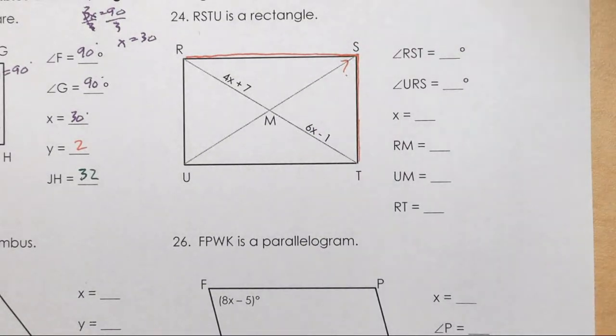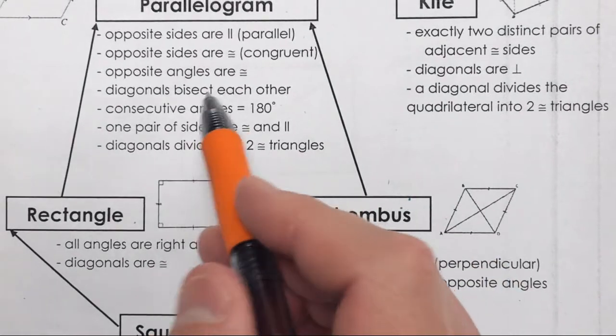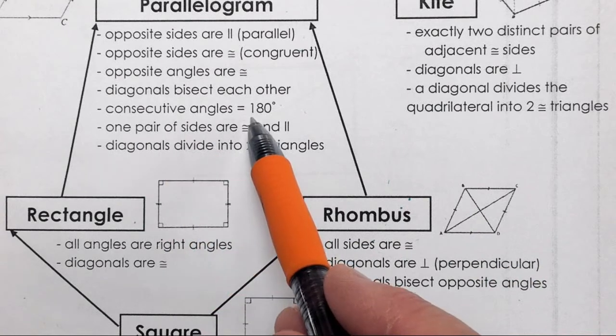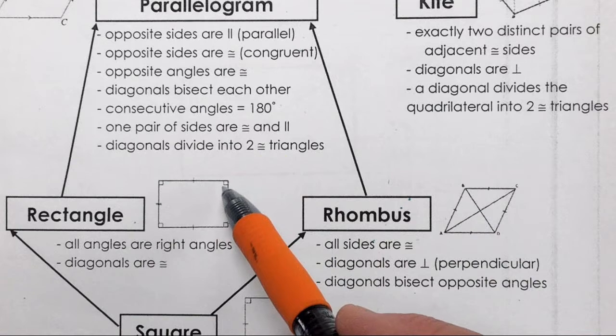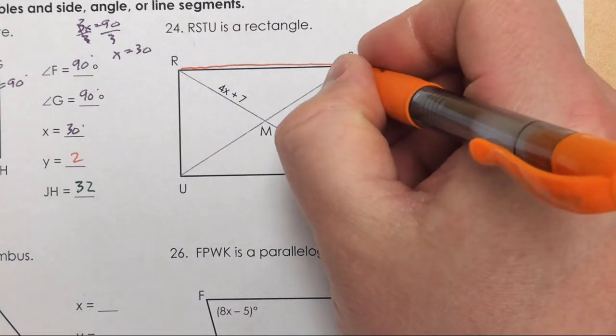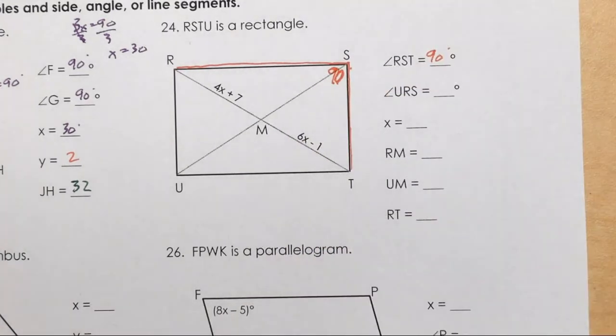So what's special about angles on a rectangle? Let's see what we got here. Opposite angles are congruent. That's not going to be helpful right now. Consecutive angles equal 180. That might be helpful in a little while. But this one right here, all angles are right angles, so right angle, right angle, right angle, right angle. So this is going to be a right angle. So this is 90 degrees.